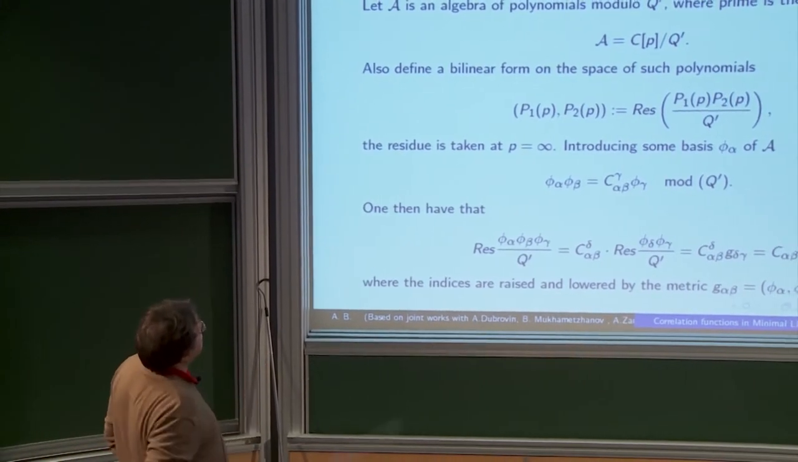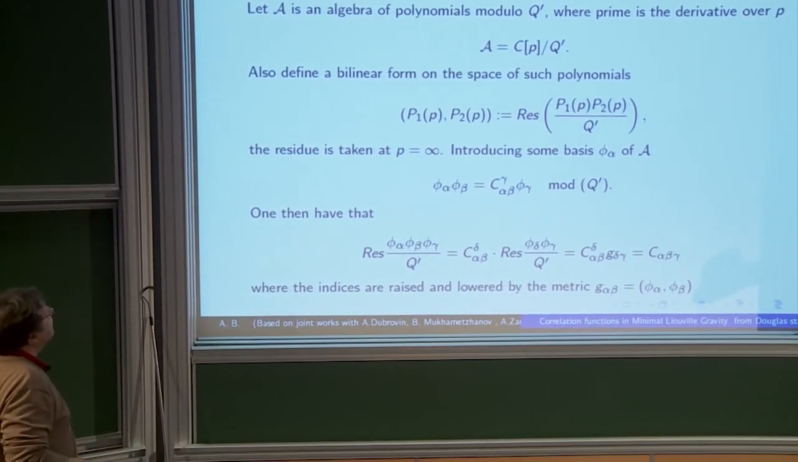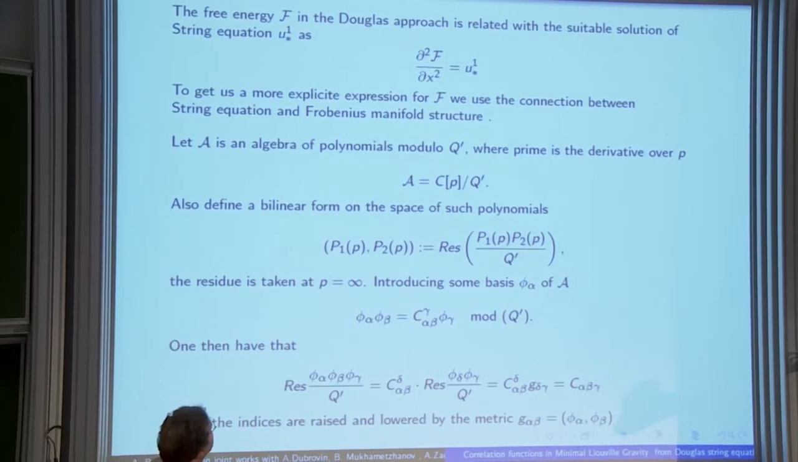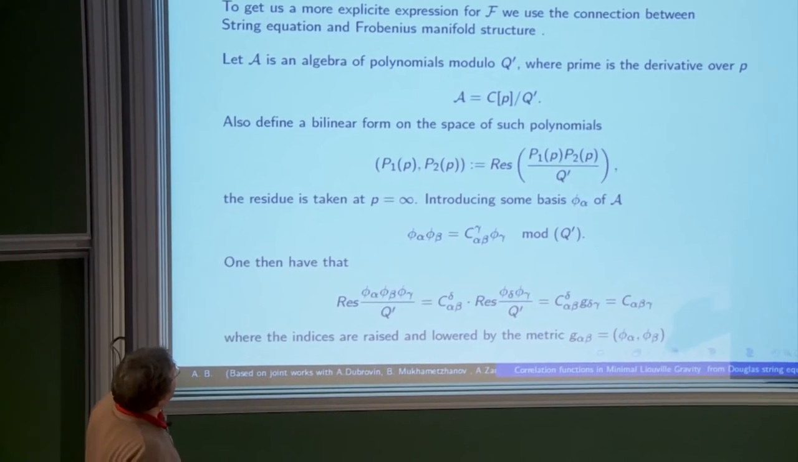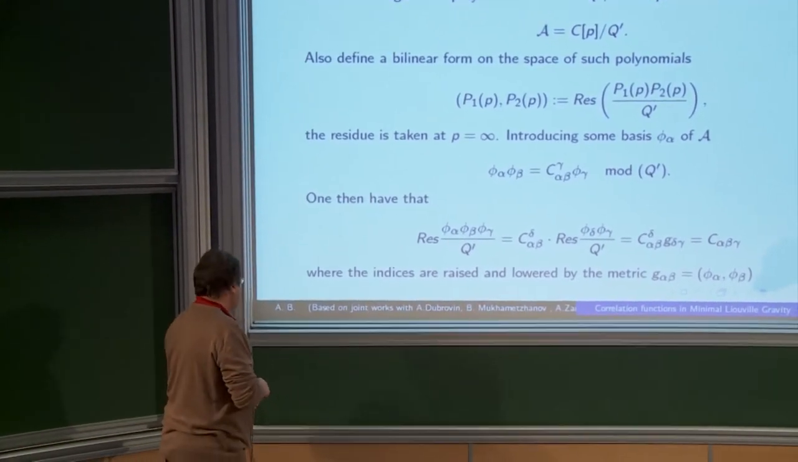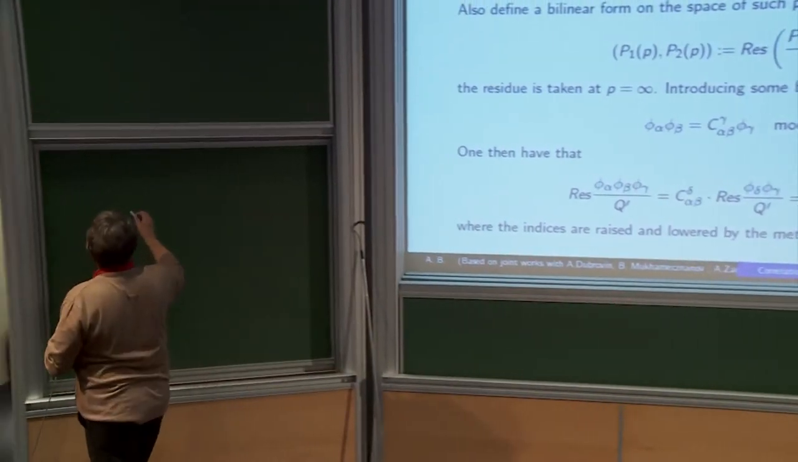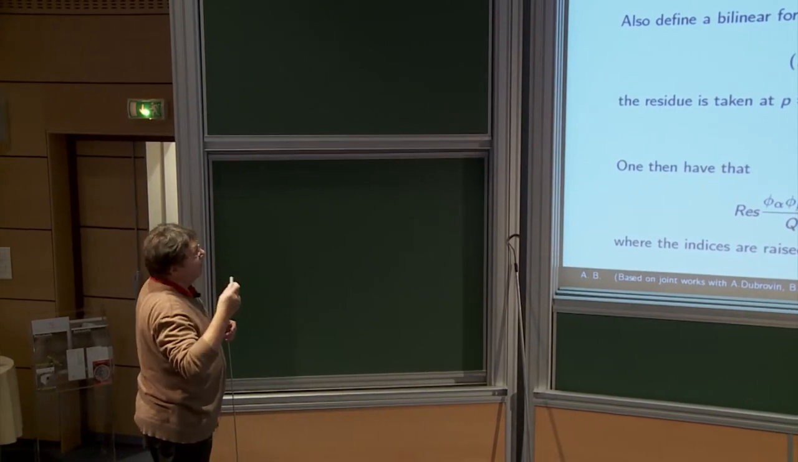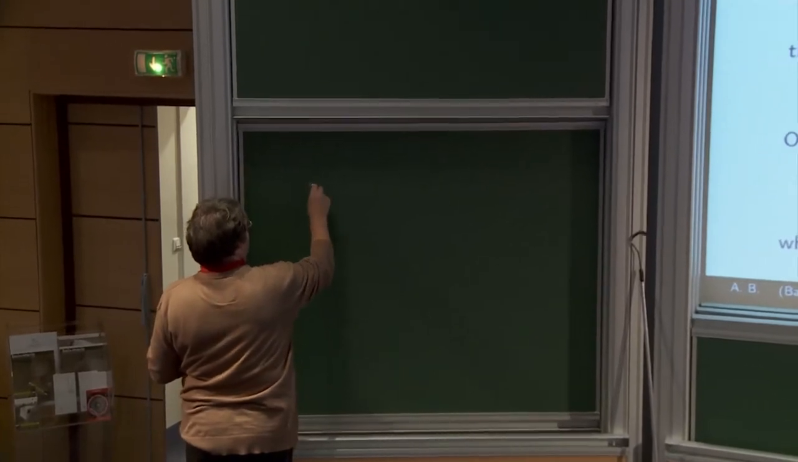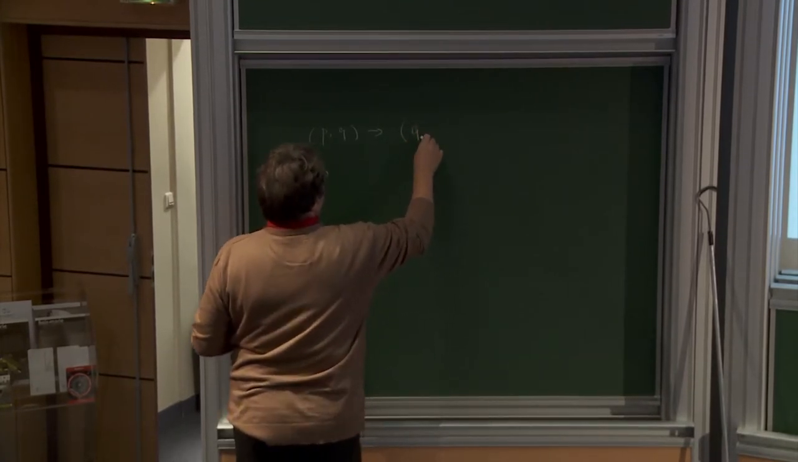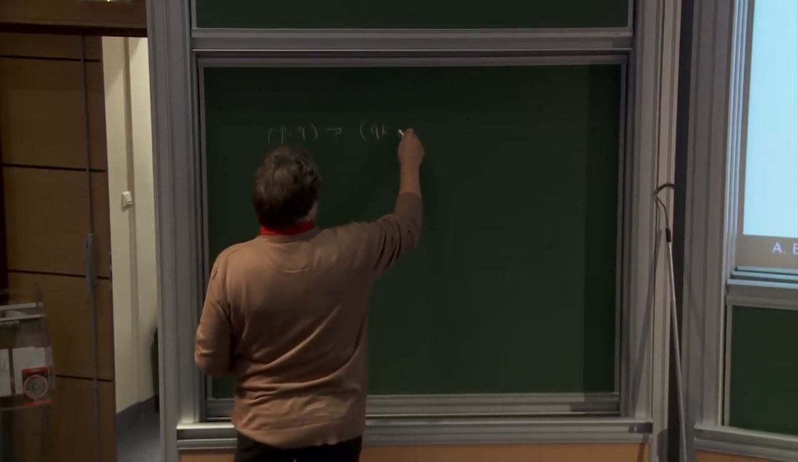To do this, we use this connection between the string equation and the Frobenius structure connected with it. Let R be the algebra of polynomials modulo Q prime. Q is our polynomial, which is connected with a given series of models. So in this approach, naturally we have a series of minimal models. Instead of PQ, we use the following nomenclature.